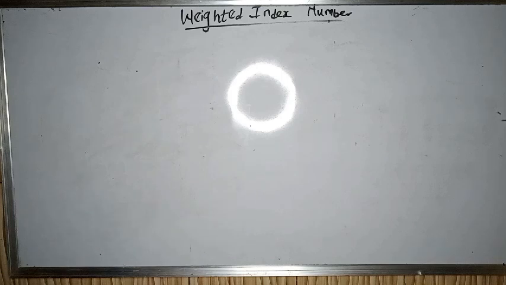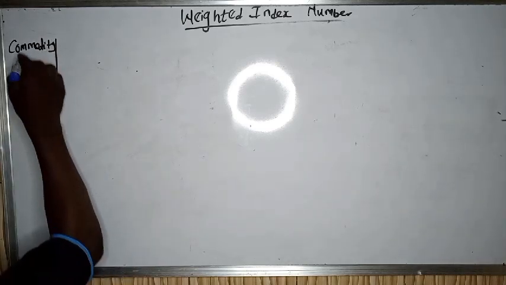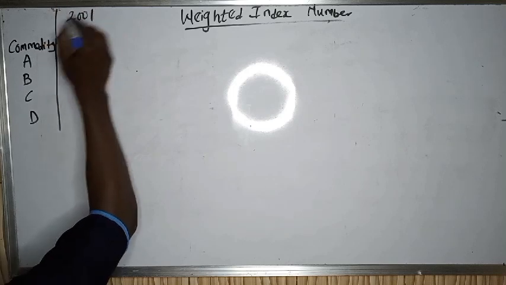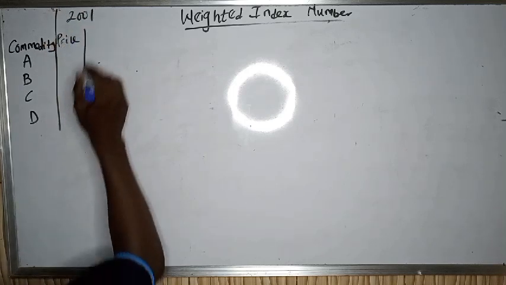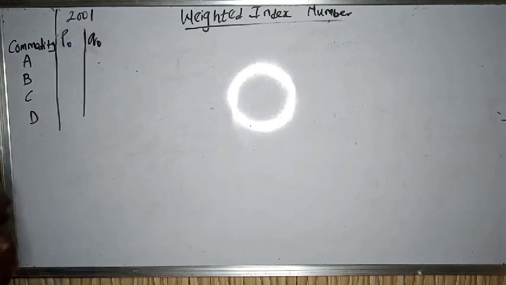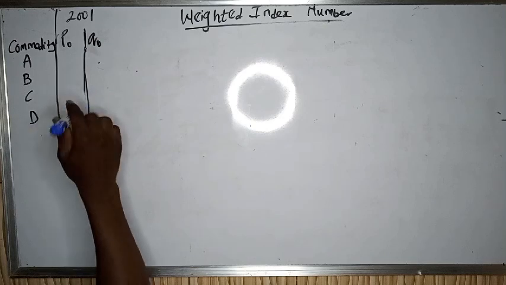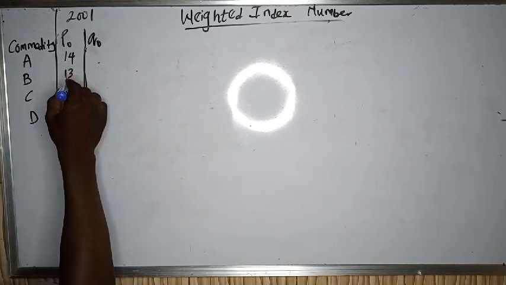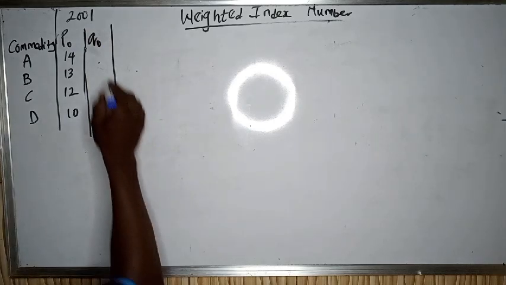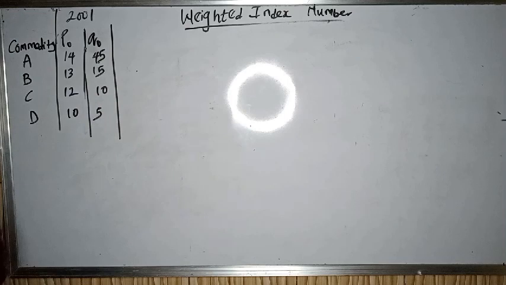In that scenario, we have commodities A, B, C, and D. We have the 2001 price and quantity. Instead of saying 2001 price and quantity, I'll just say P0, Q0, which reflects that it is my old year price and quantity. My old year price is 14 for commodity A, 13 for commodity B, 12 and 10. For the quantity, I will have 45, 15, 10 and 5.